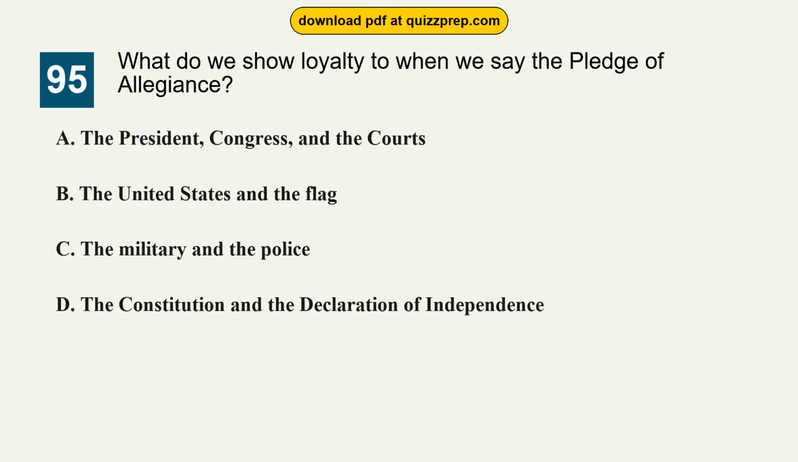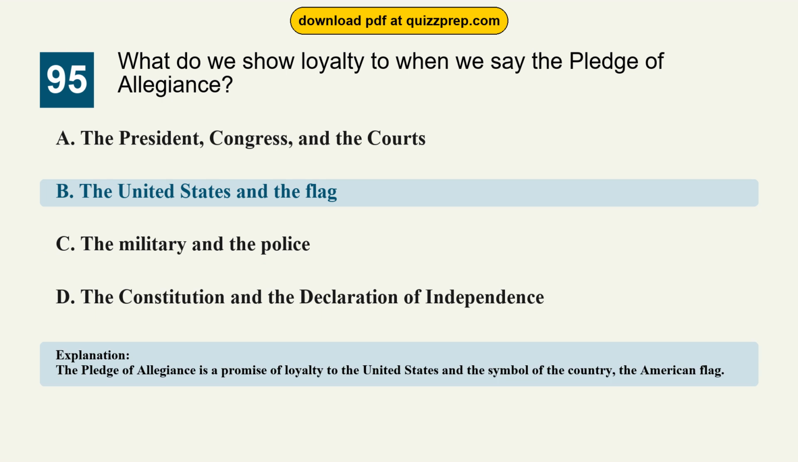Question 95. What do we show loyalty to when we say the Pledge of Allegiance? Option A. The President, Congress, and the courts. Option B. The United States and the flag. Option C. The military and the police. Option D. The Constitution and the Declaration of Independence. The correct answer is option B. The United States and the flag. The Pledge of Allegiance is a promise of loyalty to the United States and the symbol of the country, the American flag.